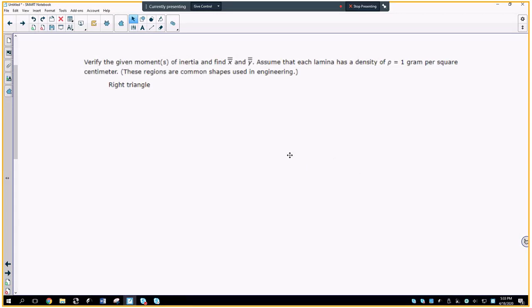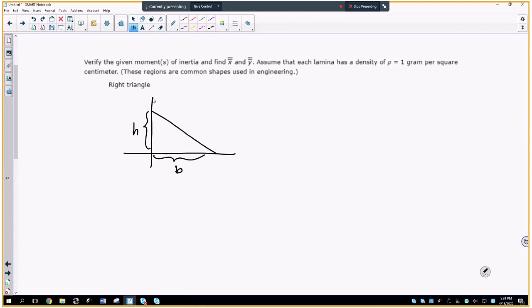Our second example is to talk about the moment of inertia and x double bar and y double bar for a surface that is a right angle triangle. So I'm going to first draw the integration region, which we have said is a right angle triangle, and let's call this side the base b and this side the height h.